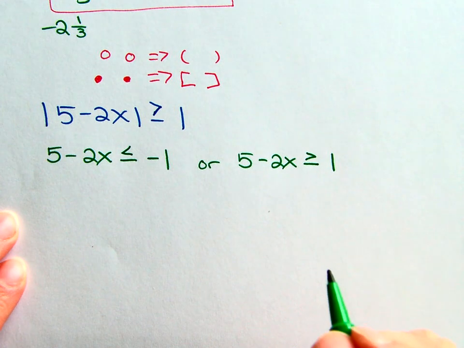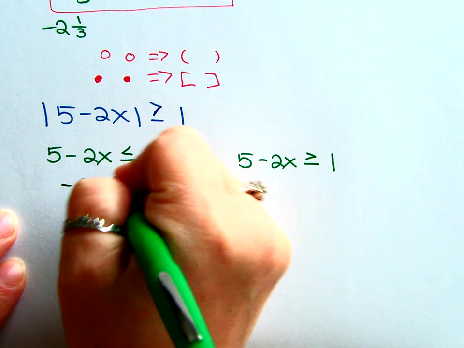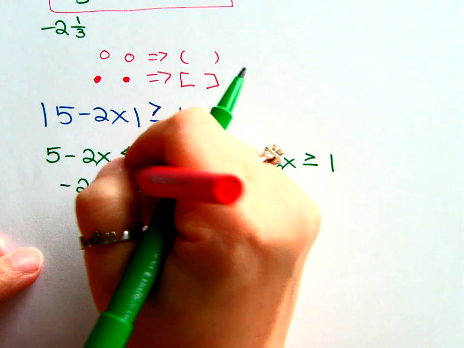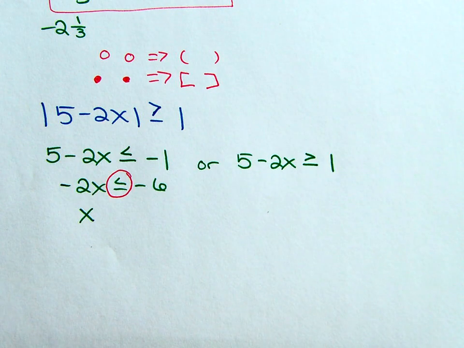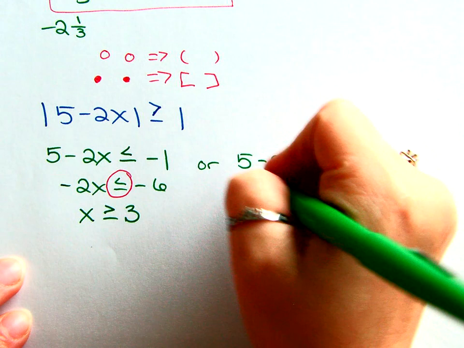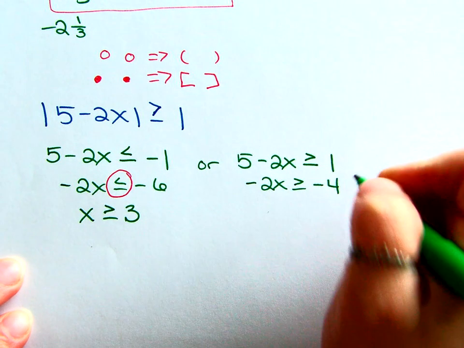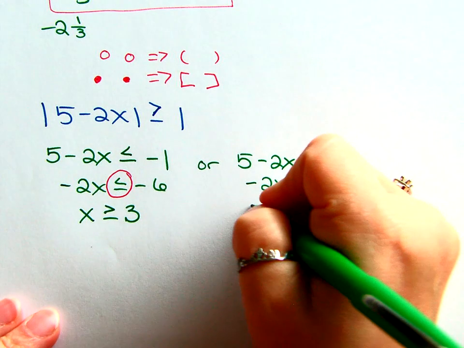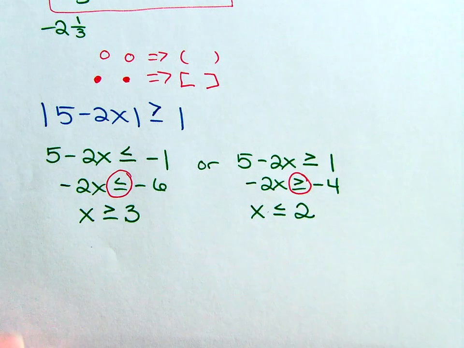So now I'm going to work on solving. I'm going to subtract 5, divide both sides by negative 2, but what happens when I divide? It flips my sign around because I'm dividing by a negative. Do the exact same process on the right-hand inequality, subtract that 5. Divide by negative 2, so that I am, again, having to flip my sign. So I find that x has to be greater than or equal to 3, or x has to be less than or equal to 2.